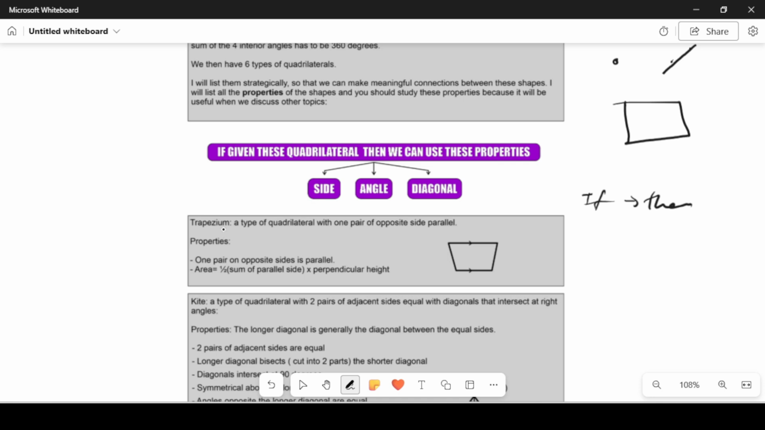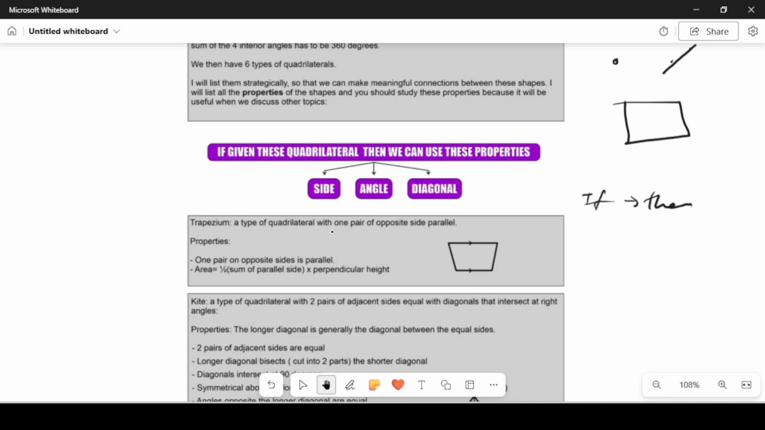So if I'm given a trapezium, then I can use this one too. If I'm given a kite, then I can use all of these properties that come with it. You can basically annotate your diagram with it. Now the way I'm going to mention and list the properties is in the following way, and this is how you should remember it, because we have to learn with strategy.